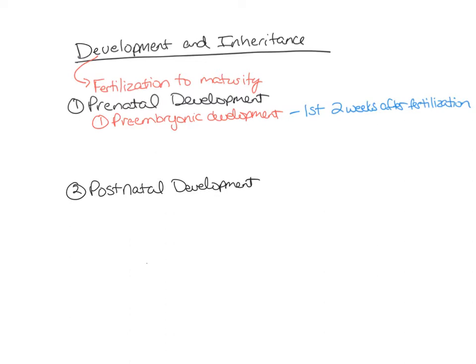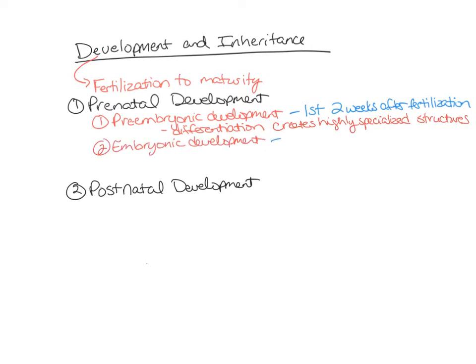So as soon as the sperm and the secondary oocyte fuse together, and then through the first 2 weeks, there's a lot of cell divisions and differentiation where there's the formation of different types of cells, and this helps to create highly specialized structures. Then the second phase is embryonic development. And embryonic development will occur between the 3rd through the 8th week of gestation, so of prenatal development. And then finally we have fetal development, and that occurs from the 9th week of gestation, or the 9th week of prenatal development, up until birth.